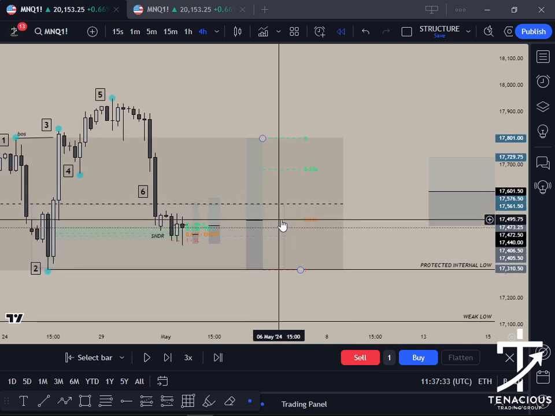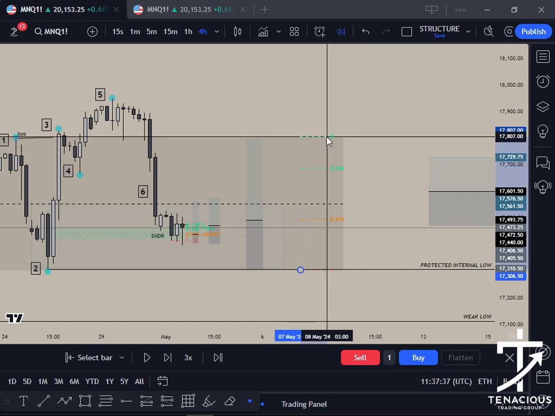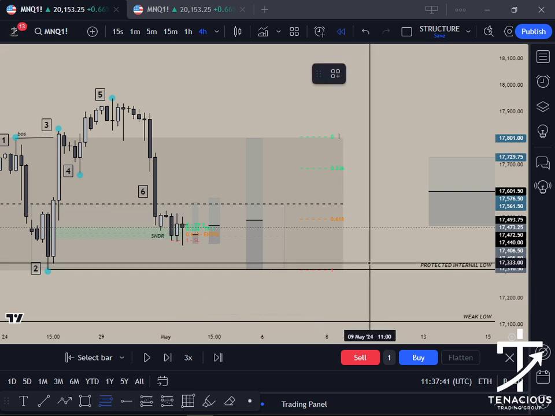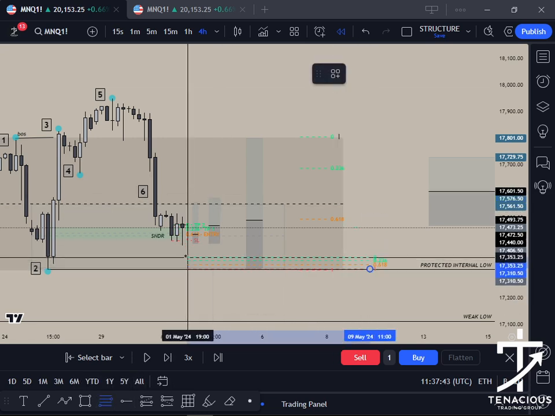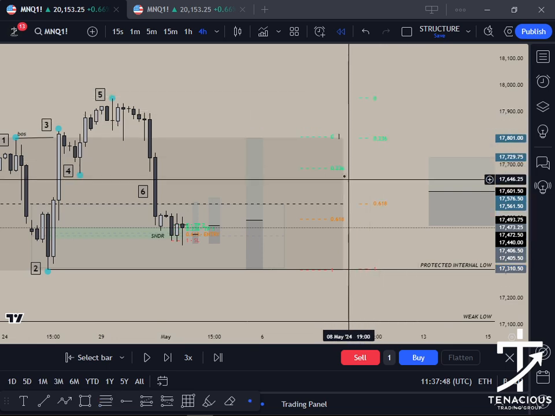You could also use the, remember, the protected low to the leg high as the zone.